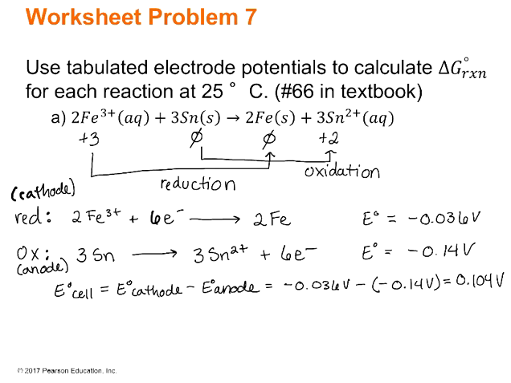All right, so E cell is positive. So is this spontaneous or non-spontaneous? It's spontaneous, so this is perfect. It makes sense.